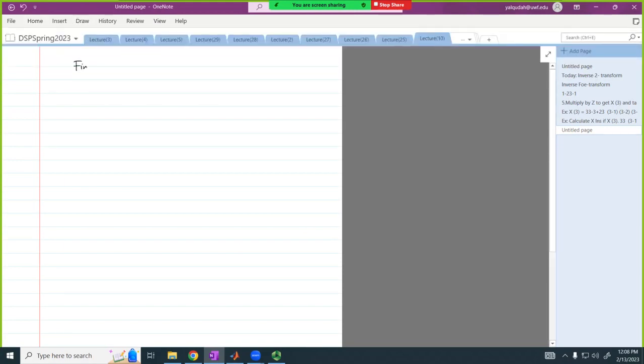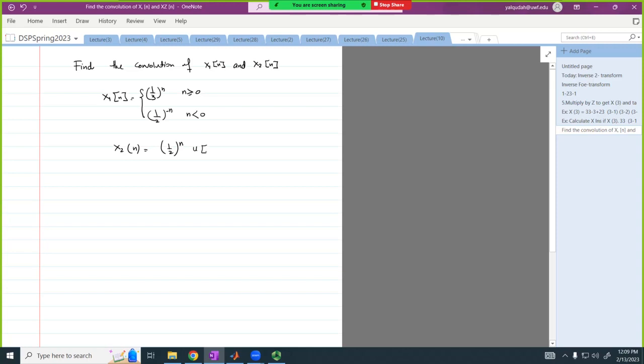So find the convolution of x1 of n and x2 of n. And x1 of n is equal to 1/3 to the n when n is greater than or equal to 0, 1/2 to negative n when n is less than 0, and x2 of n is equal to 1/2 to the n multiplied by u of n.